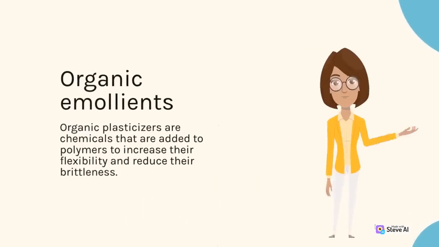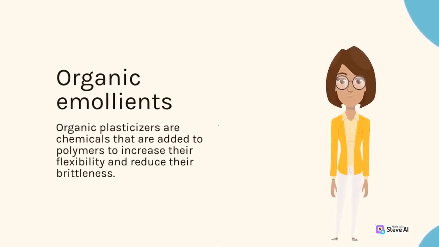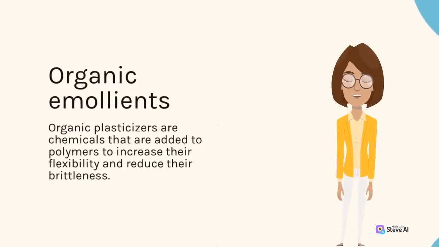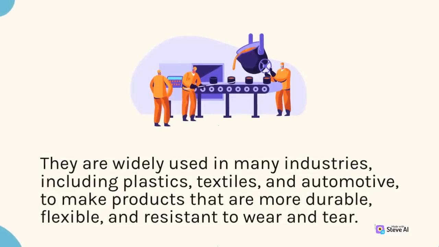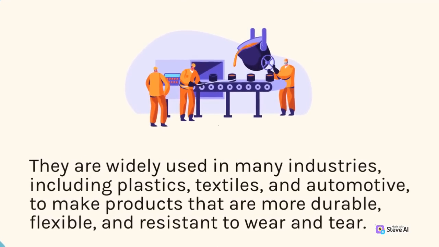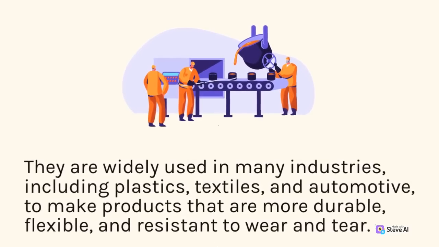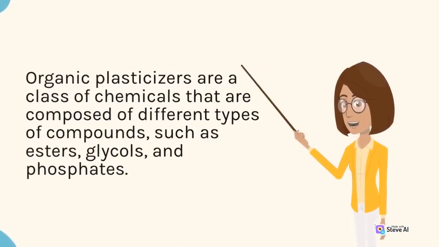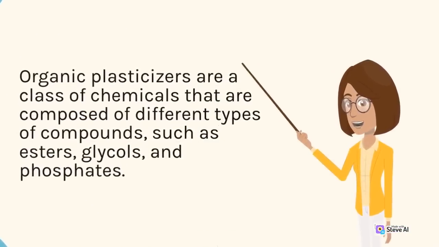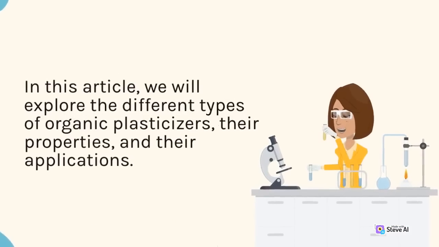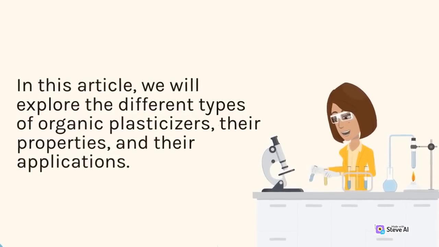Organic plasticizers. Organic plasticizers are chemicals that are added to polymers to increase their flexibility and reduce their brittleness. They are widely used in many industries, including plastics, textiles, and automotive, to make products that are more durable, flexible, and resistant to wear and tear. Organic plasticizers are a class of chemicals that are composed of different types of compounds, such as esters, glycols, and phosphates. In this article, we will explore the different types of organic plasticizers, their properties, and their applications.